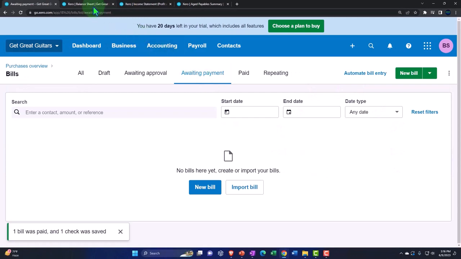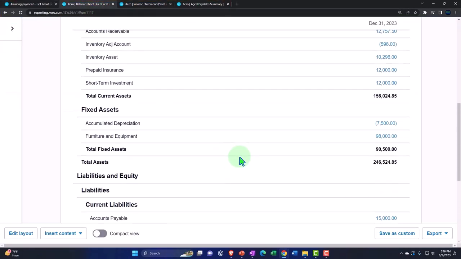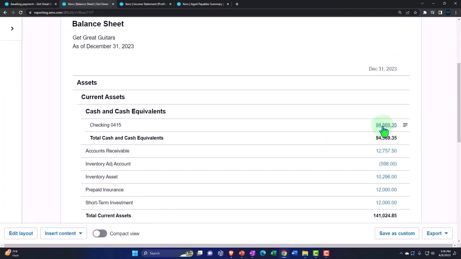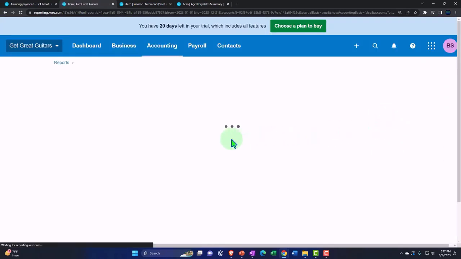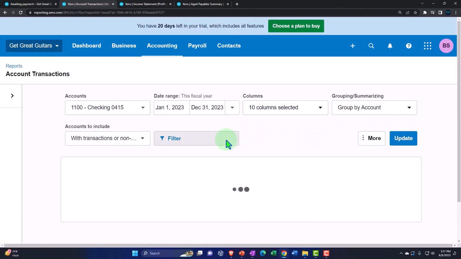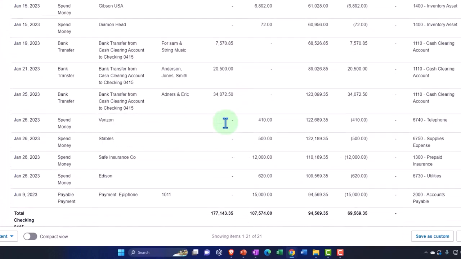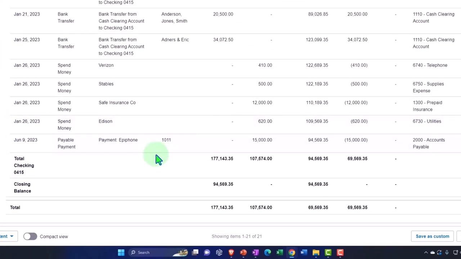So let's go back on over to the balance sheet here, if I may, and update it. And then we're going to check out the checking, because that's always a good place to go. There's always a lot of activity, a lot of stuff going on in the checking account. So we like to go there from time to time and check things out, see what's happening. So here's the payment amount.